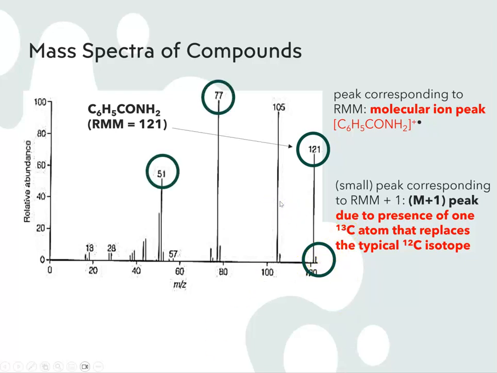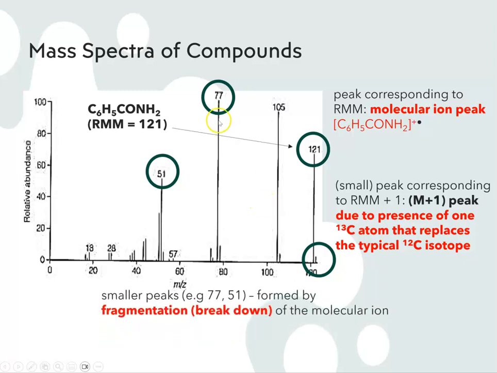Next we notice peaks at 77 and 55. These are peaks formed when the molecular ion undergoes fragmentation. Fragmentation means that one or more of the bonds in the molecular ion are broken to give smaller cations, which can then be detected in the mass spectrometer.